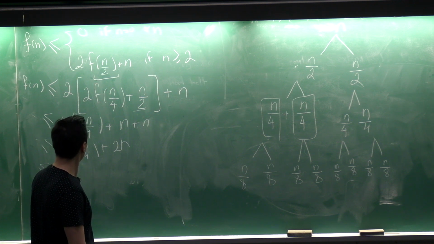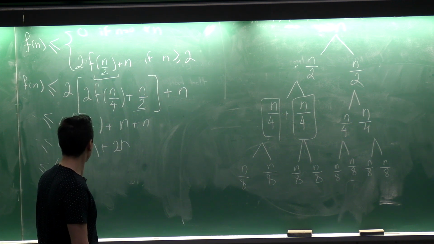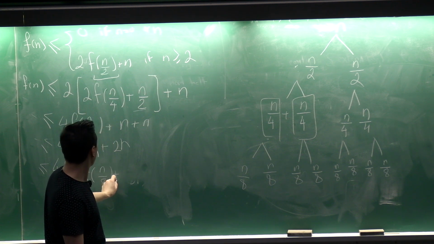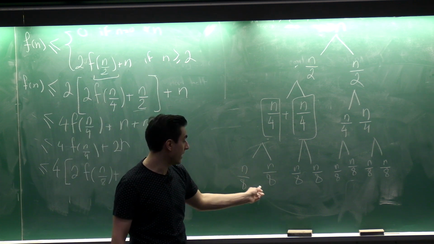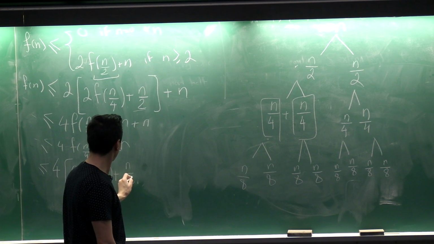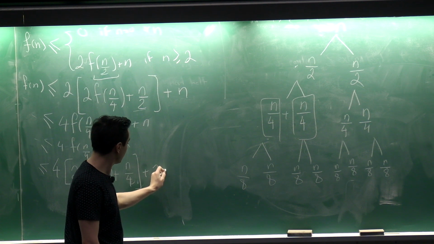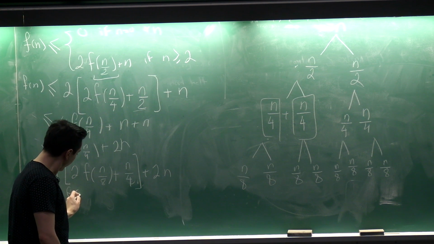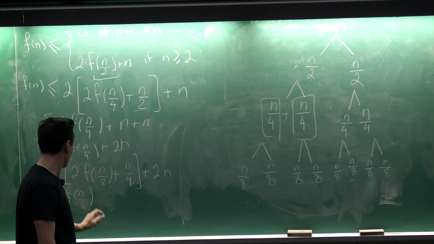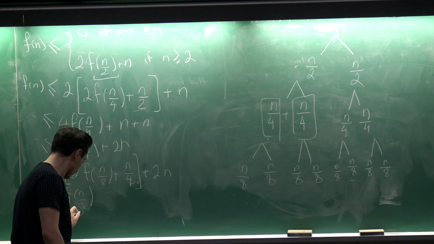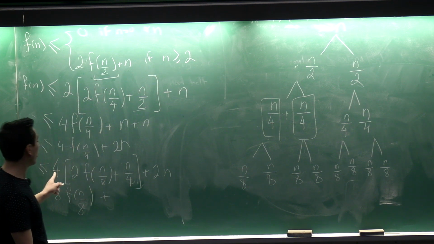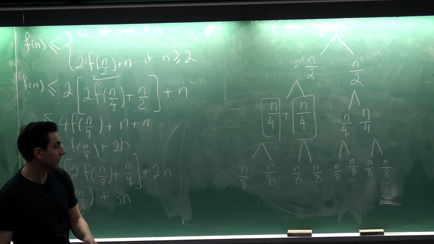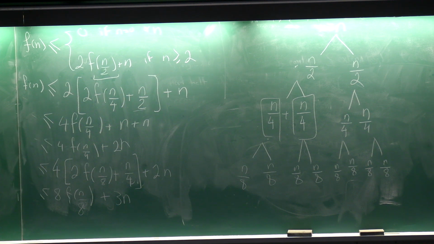Trying to see the pattern. We have 4 here. Just going to apply the same rule, right? So we have 2f(n/8) plus what? Here, the length of each piece is n over 8, so their sum is n over 4, plus 2n. Right? So if we open this up, it's going to be 8f(n/8) plus n over 4 times 4, which is going to be n. And I already have 2n, so this is going to be 3n. Right? So let's take a look at this.